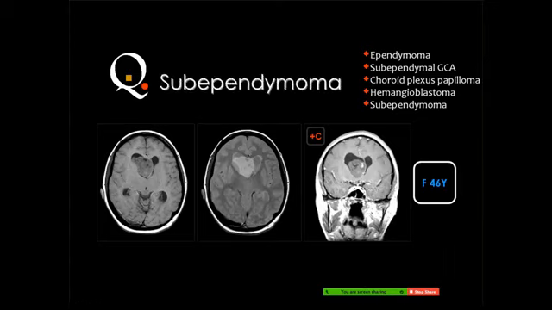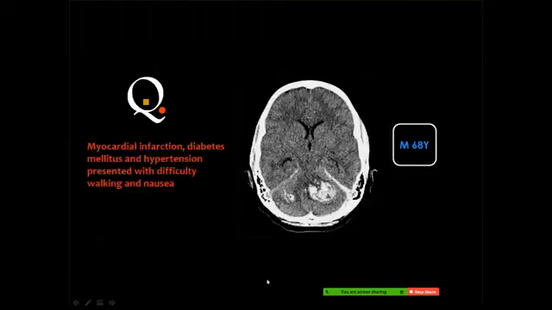Subependymoma. Very good. And this is subependymoma because of the absence of enhancement. It's an intraventricular lesion that is exactly similar to the ependymoma, except that in about 60% of the tumors, they do not show enhancement.